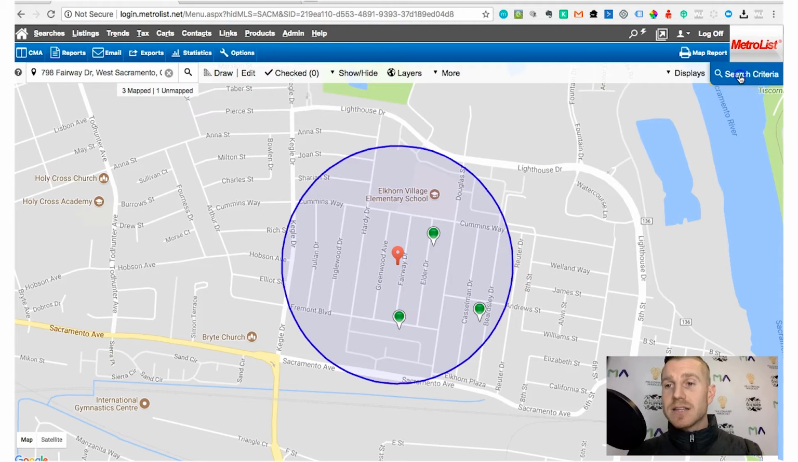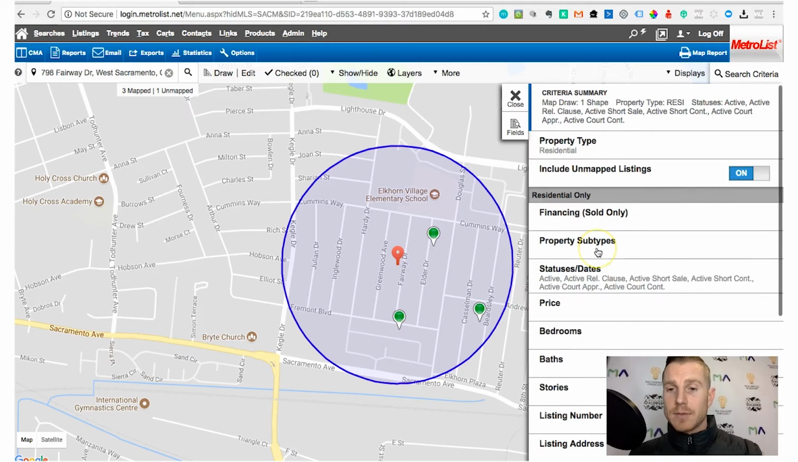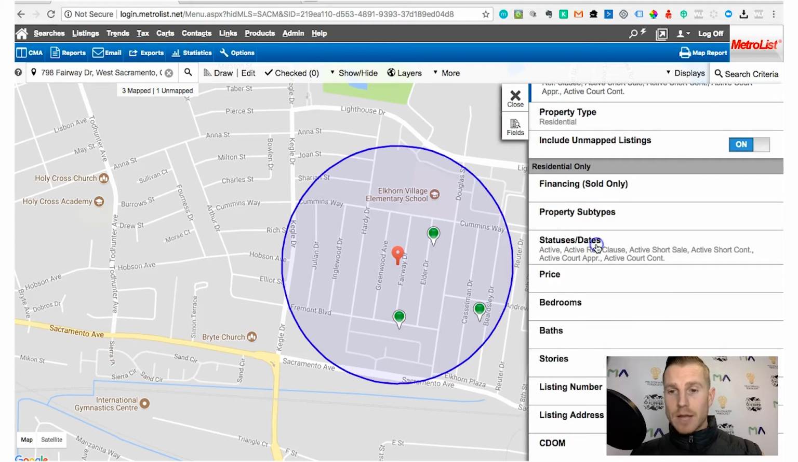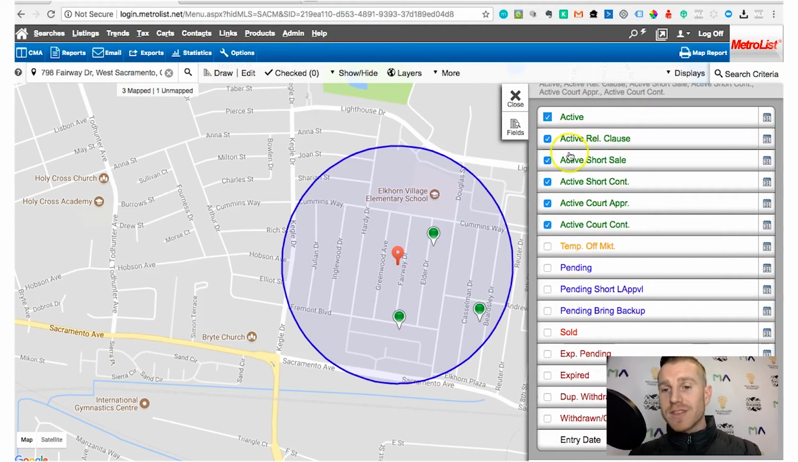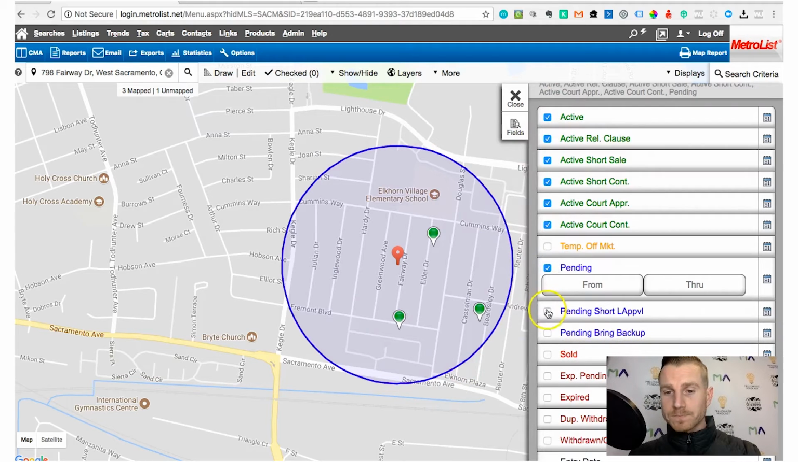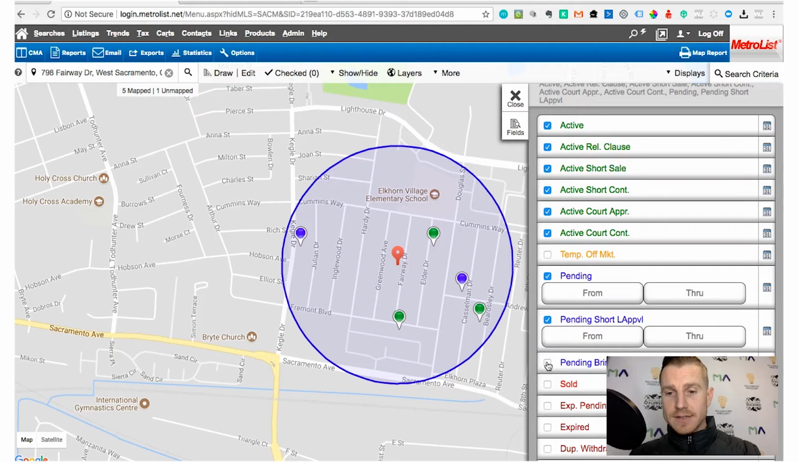So now, coming into the search criteria, going like for like as I'd mentioned before, I'm going to pull up the status dates. We want to pull everything that's active. That tells us what our current competition is within that quarter-mile radius. We want to pull up all the pendings. That tells us what our previous competition was, but also where the market is trending towards, right? So where people are actually buying in at.